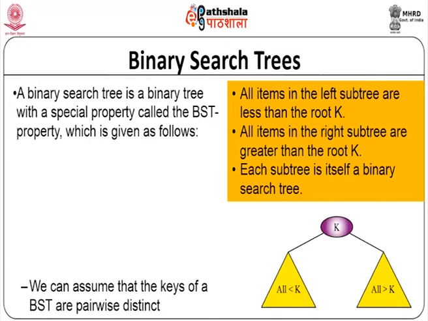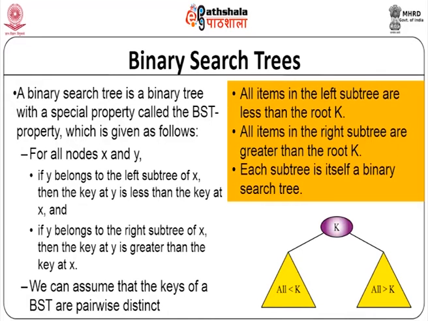First, a binary search tree is itself a binary tree that we have already discussed, but it has a special property which is called the BST or binary search tree property, which is given like this. For all nodes x and y, if y belongs to the left subtree of x, then the key at y is less than the key at x, and if y belongs to the right subtree of x, the key of y is greater than the key of x. This is true for every single node of the binary search tree. We can assume that you can have duplicates also, but here we will assume that the keys of the binary search tree are pairwise distinct.